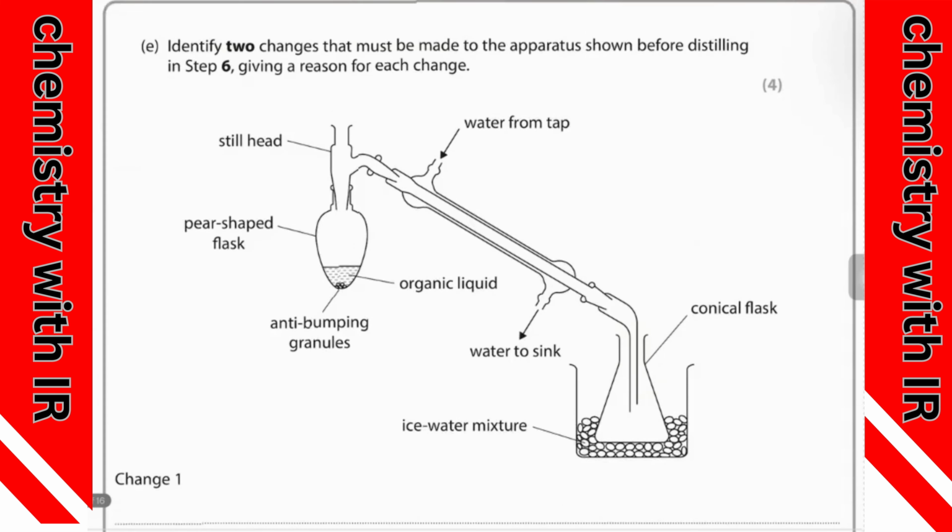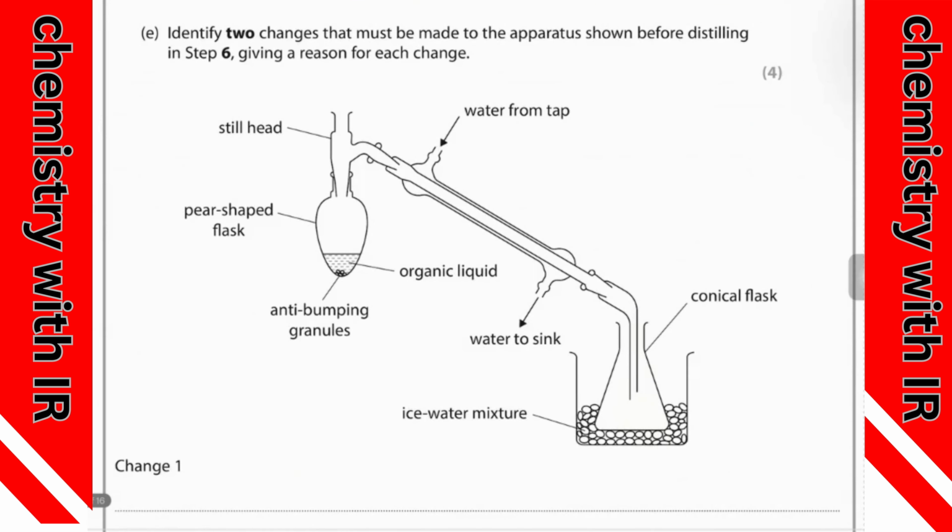Or identify 2 changes that must be made to the apparatus shown before distilling in step 6, giving a reason for each change. Water from the tap? No, it's not water from the tap. It should be water out, just like that. It should be water in. If you remember, that's the trend of connecting the condenser. It's a condenser basically.